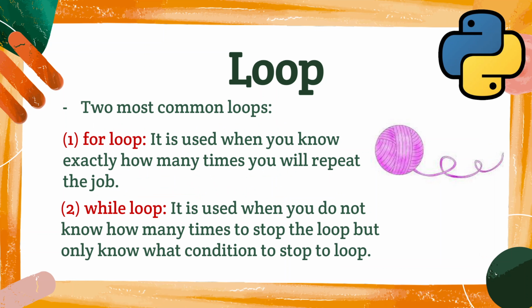Today, I will introduce 2 of the most common loops. The first one is for loop. This loop is used when you know exactly how many times you will repeat the job. The second one is while loop. It is used when you do not know how many times until the loop stops, but only know in what condition to stop the loop.